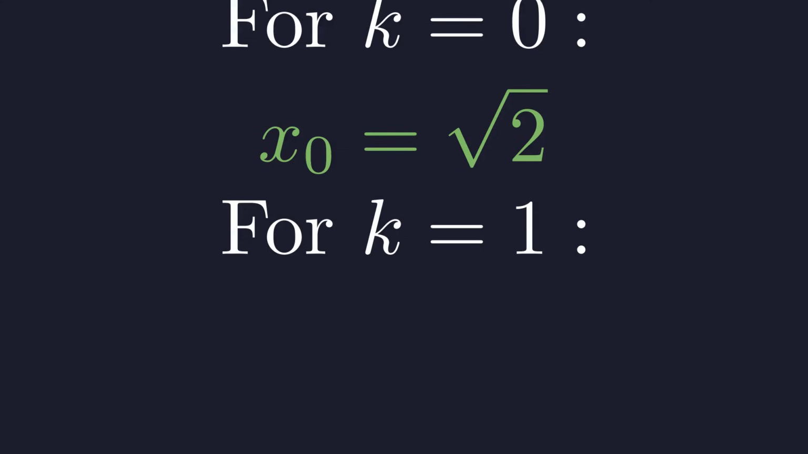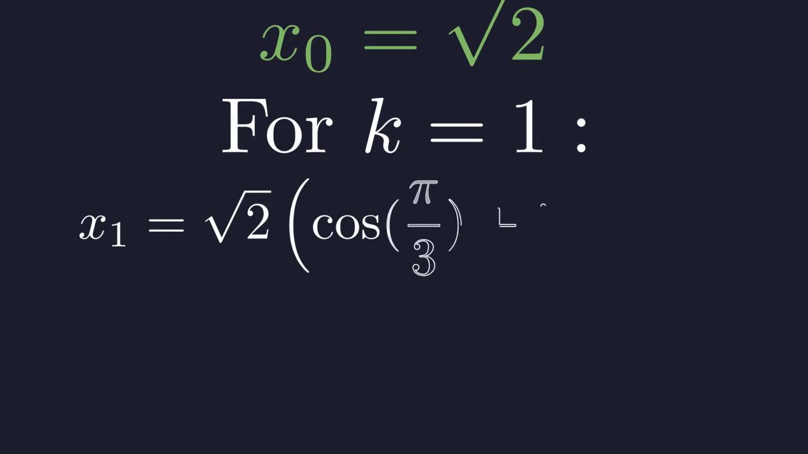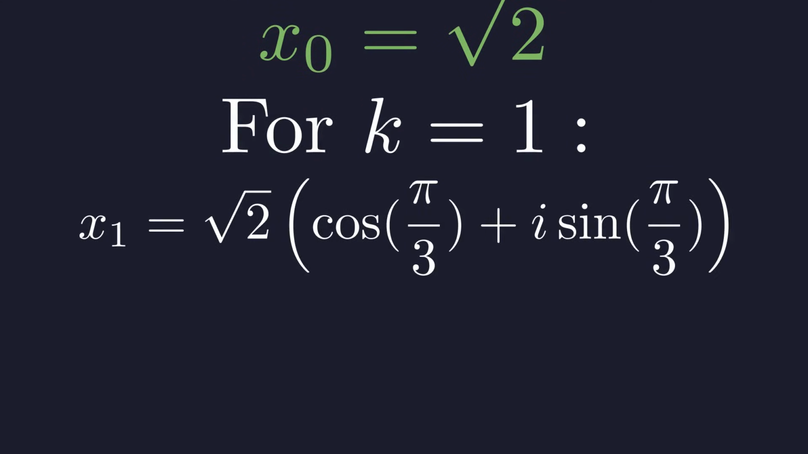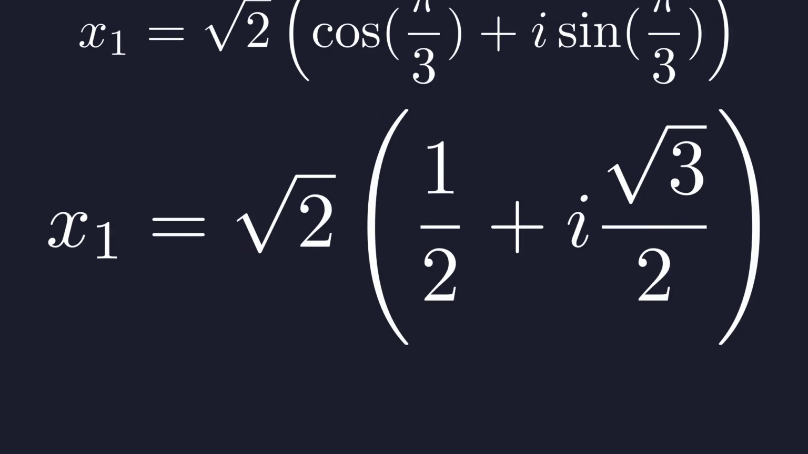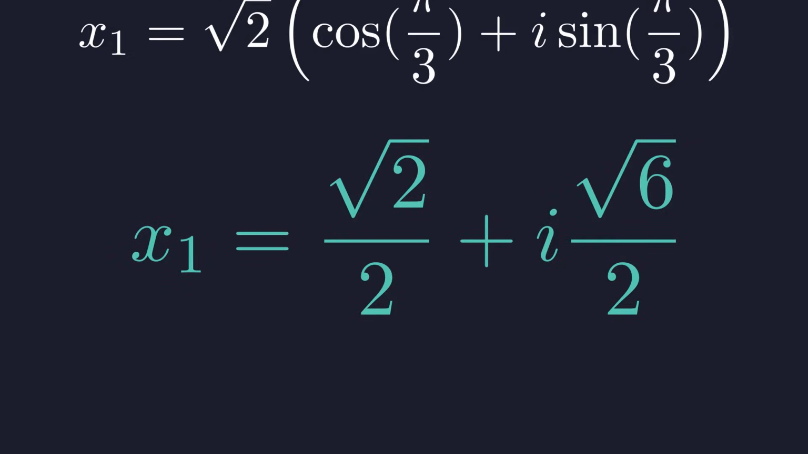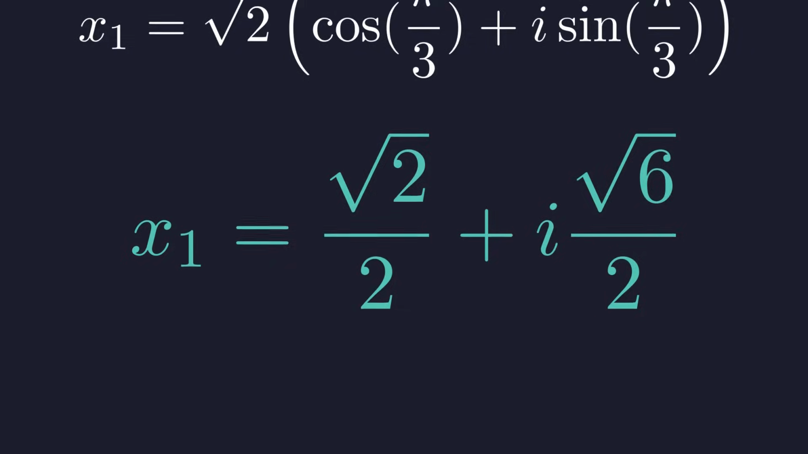For k equals 1, now the angle is pi over 3, or 60 degrees. From the unit circle, cosine of pi over 3 is 1/2, and sine of pi over 3 is square root of 3 over 2. Distributing gives us our first complex root, living in the upper right quadrant.